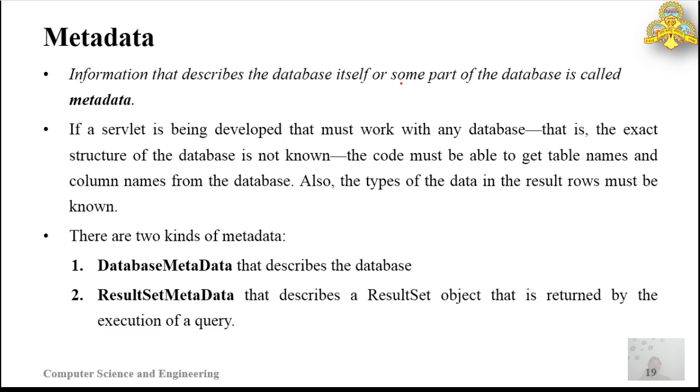Now we'll go for metadata. Whenever we run a command, we will get some information from the data source. That may be a set of rows or any other information, but along with that, we will get some more information. That information describes the data or some part of the data or the set of data. So the additional information that comes with the result is considered metadata. According to the definition, information that describes the database itself or some part of the database is called metadata.